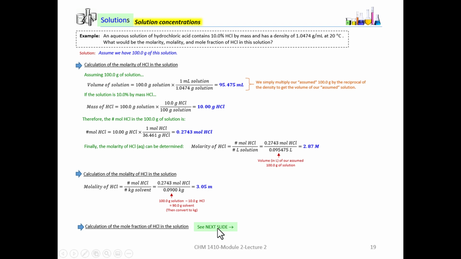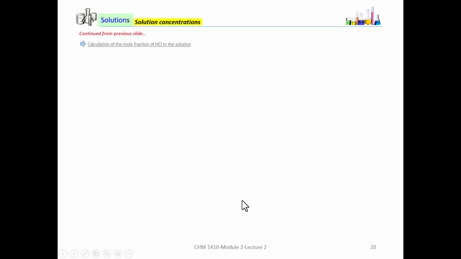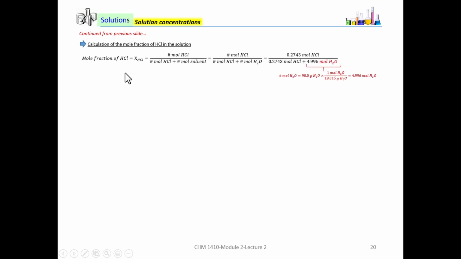Let's calculate the mole fraction of HCl. The mole fraction would be the number of moles of HCl that we determined divided by the number of moles of HCl plus the number of moles of water. Well, the number of moles of water is simply the 90 grams of water converted to moles. And if we do that calculation, we get 0.0520.